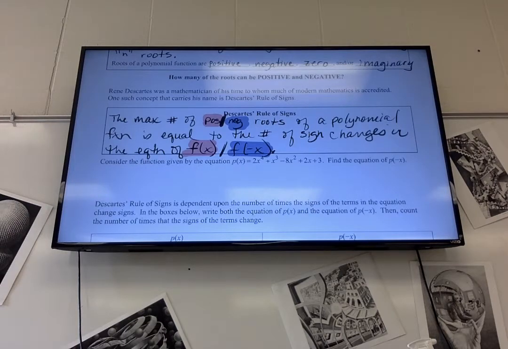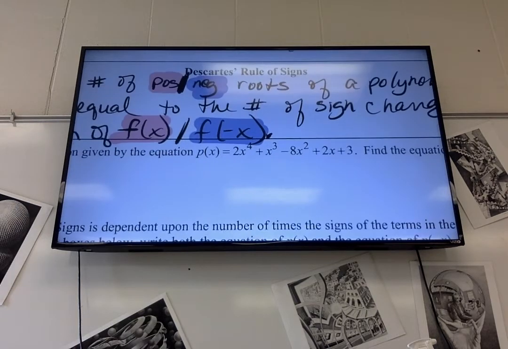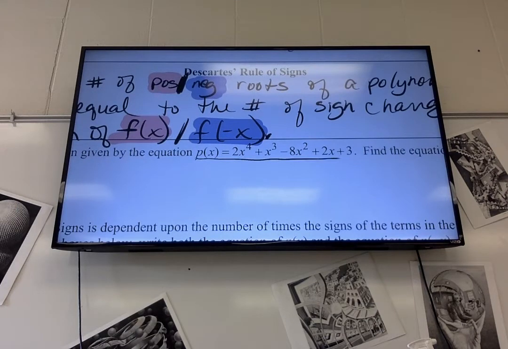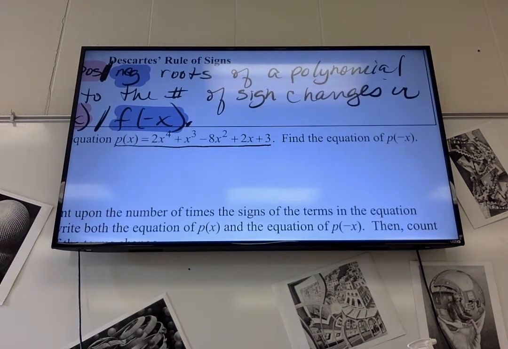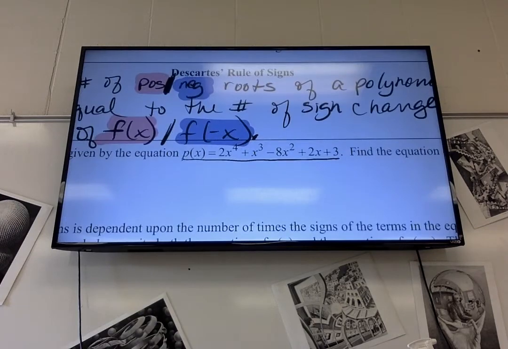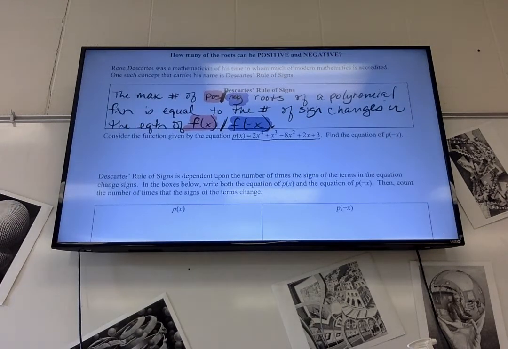Okay, so it gives us p of x. So we could look and find the sign changes, which we will here in a minute. But we also need to find p of negative x, because we're going to need to know the negative roots as well. So let's find p of negative x. What that means is you're just going to replace all the x's with negative x.